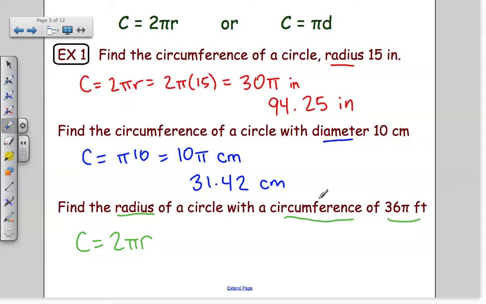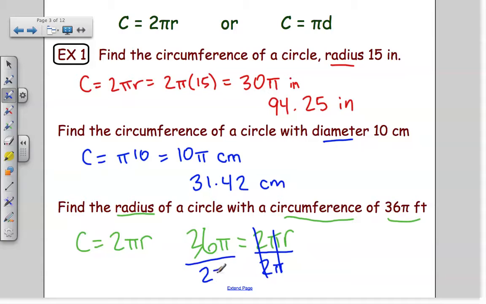Circumference is 36 pi. So instead of c, I'm putting 36 pi because I know that's the circumference. And that equals 2 times pi times unknown radius. Now, if you want to get radius alone or solve for it, I need to divide by both 2 and pi because it's 2 times pi times radius. These are all being multiplied. If I divide by 2 and divide by pi, these both cancel out. Here I'll divide by 2 and divide by pi.